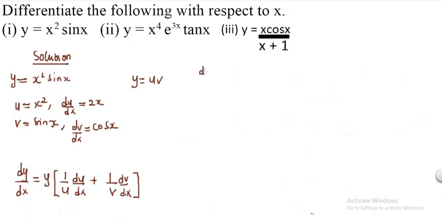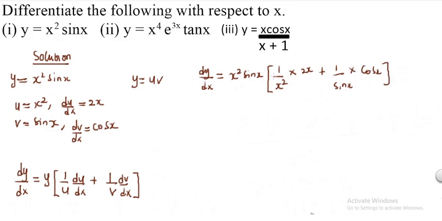So dy over dx is equal to, the value of y is simply x squared sine x. So we simply write it out here, x squared sine x, and then open brackets. We have 1 over u, so this will be 1 over x squared, and then times du over dx, which is 2x. This will be 2x plus, we have 1 over v for our formula next. So this will be 1 over sine x times dv over dx, which is cos x.